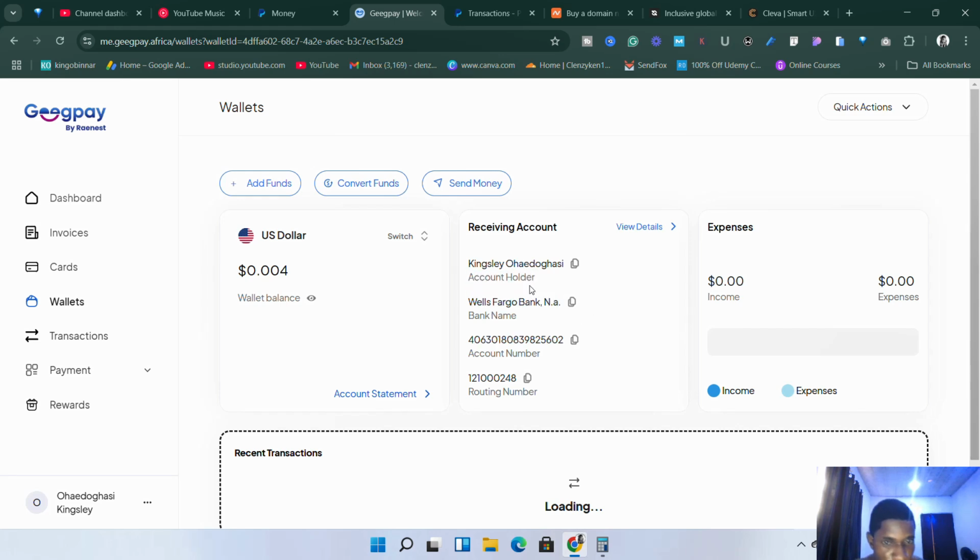So guys, this thing actually works. You convert your funds from USD to NGN and you have your profits.